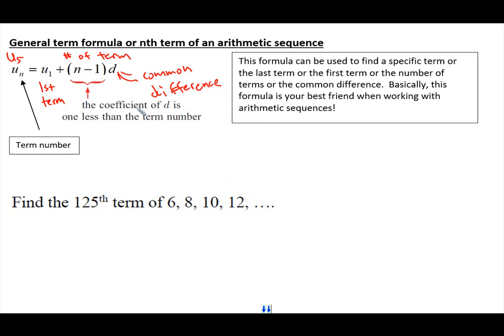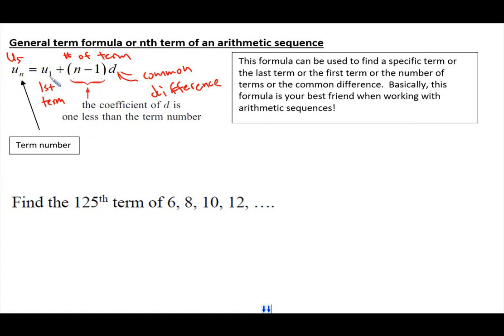Now, with this formula, or equation, sometimes they will ask you to find D. Sometimes they'll ask you to find n. Sometimes they'll ask you to find the first term. Sometimes they'll ask you to find a specific term, okay? So with this equation, you have to be able to use it, plug in whatever information they give you and solve for any part of this equation.